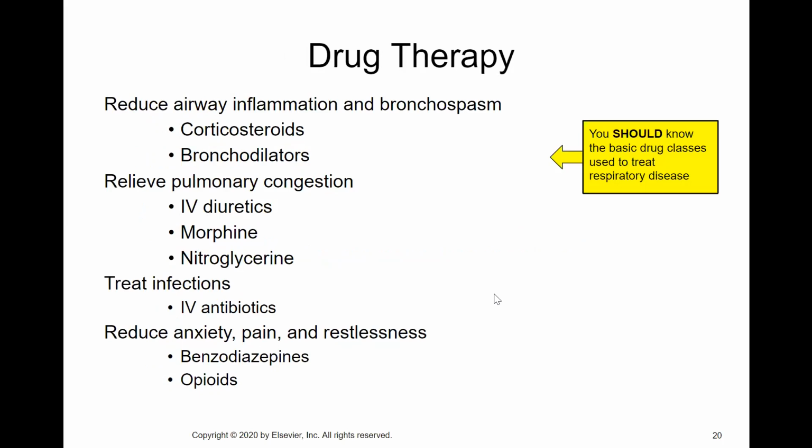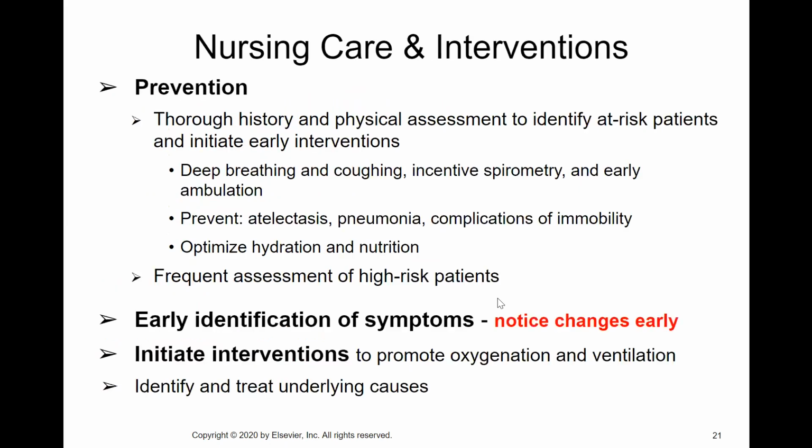This slide contains common drug classes used to treat respiratory failure, and you should be aware of these medications by now. For instance, a common corticosteroid used in the hospital is Solumedrol. Common bronchodilators used are albuterol and Atrovent. I don't expect you to know which type of antibiotics are used, just the word antibiotic is enough.